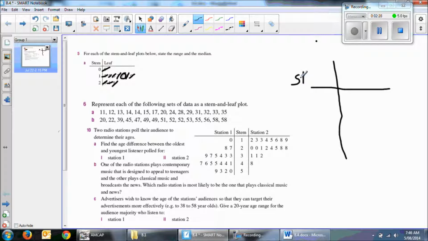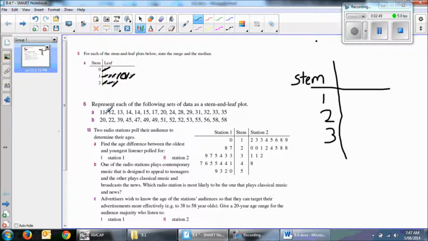We have our stem here. And then all you do is you look at the tens column. So we have numbers with tens, we have numbers with 20s, and we have numbers with 30s.